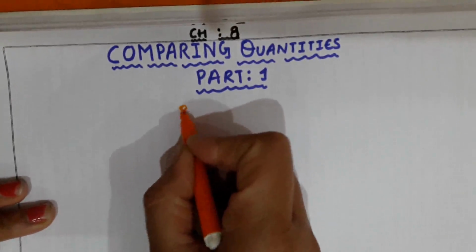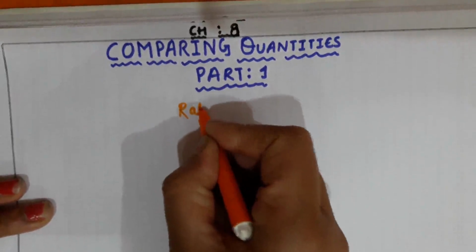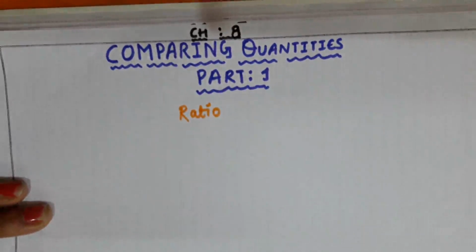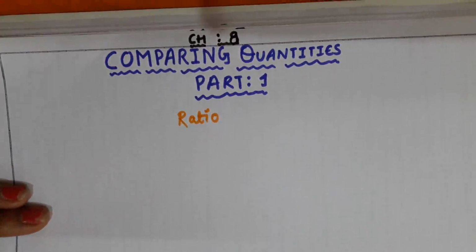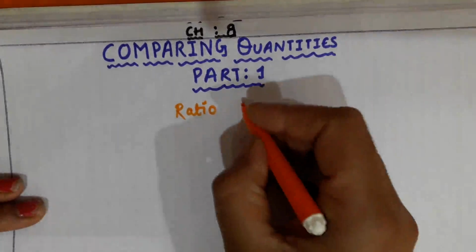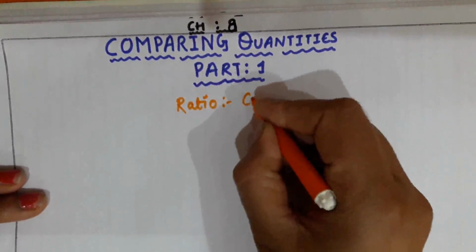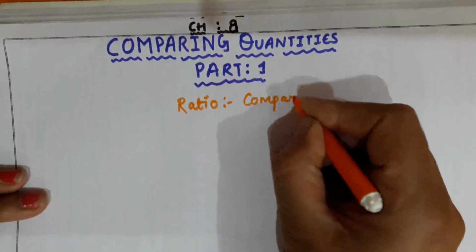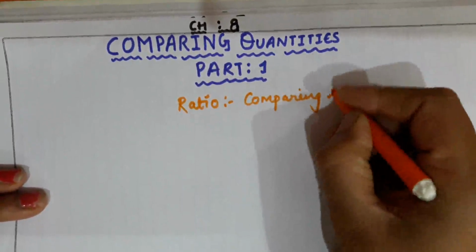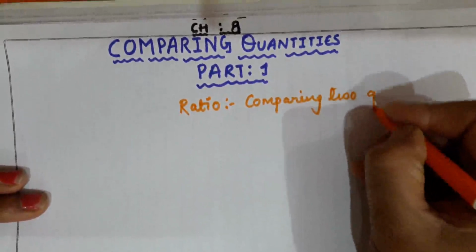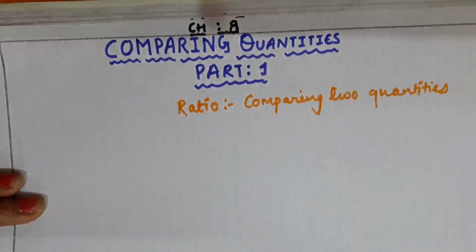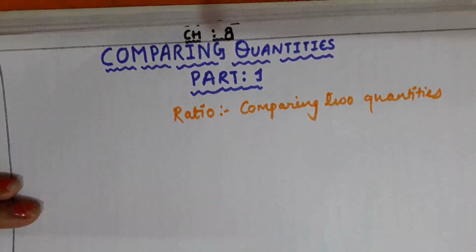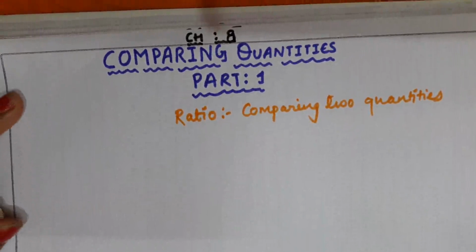First of all, let's discuss ratio. Now what is the meaning of ratio? Ratio means comparing two quantities. So when we have two quantities and we want to compare them, at that time we need ratio.